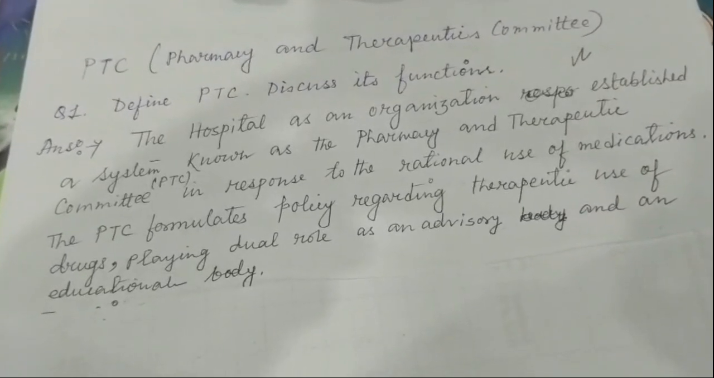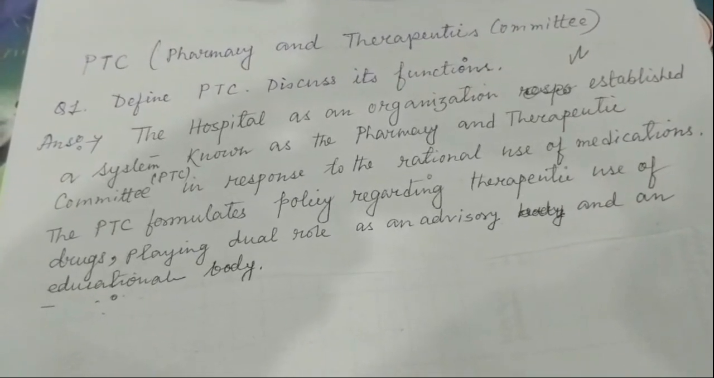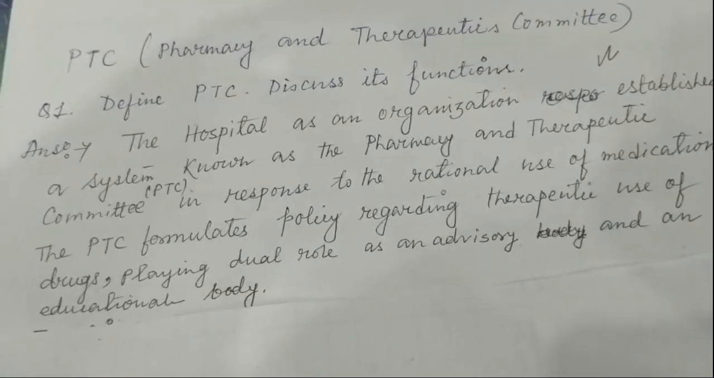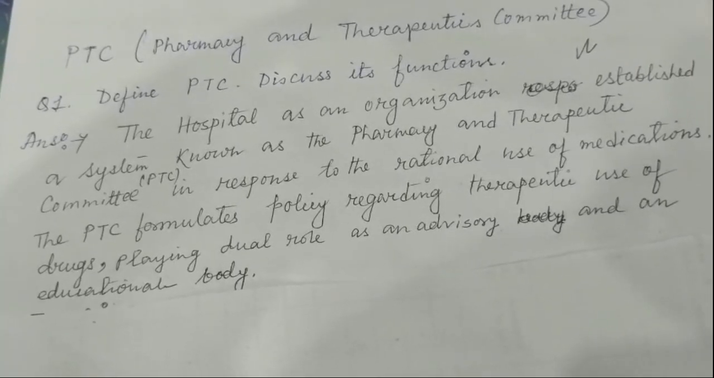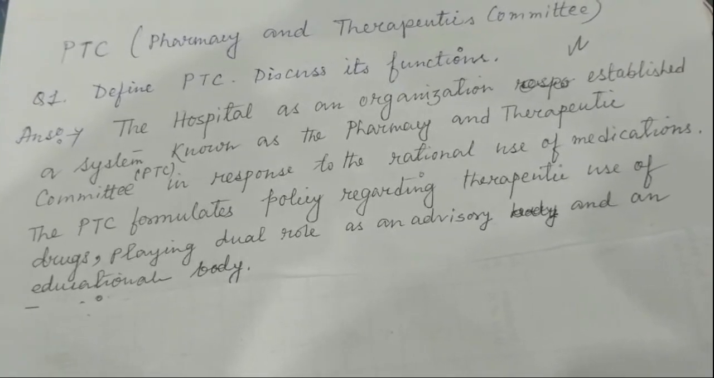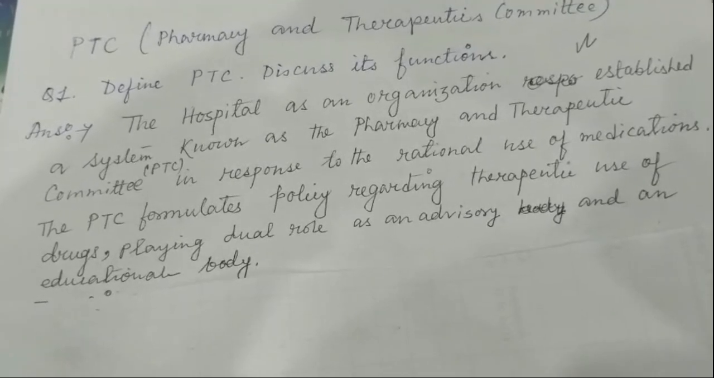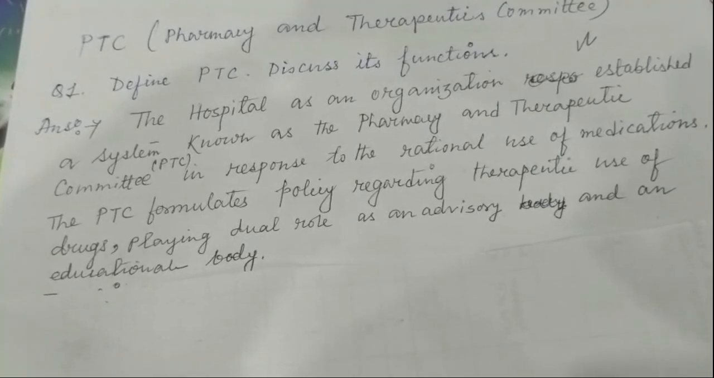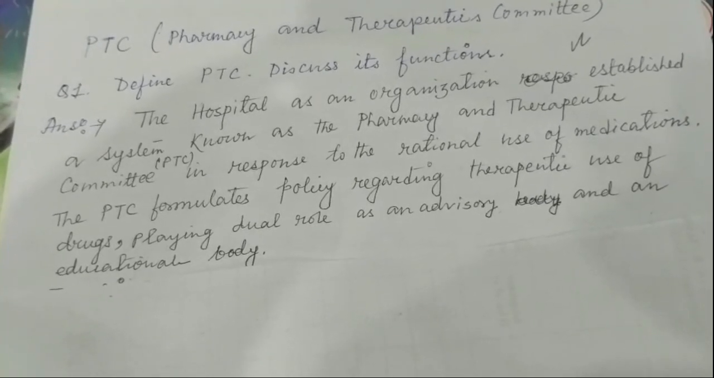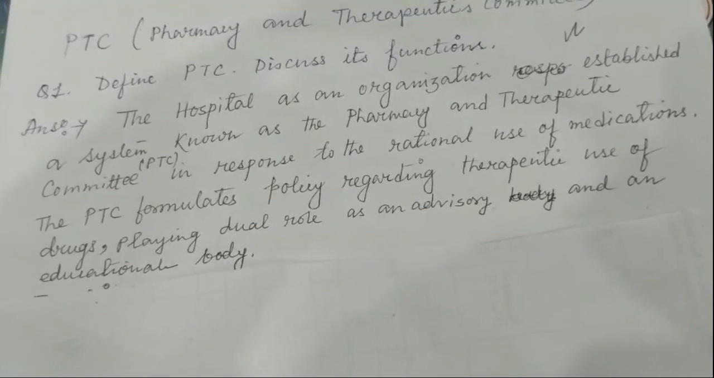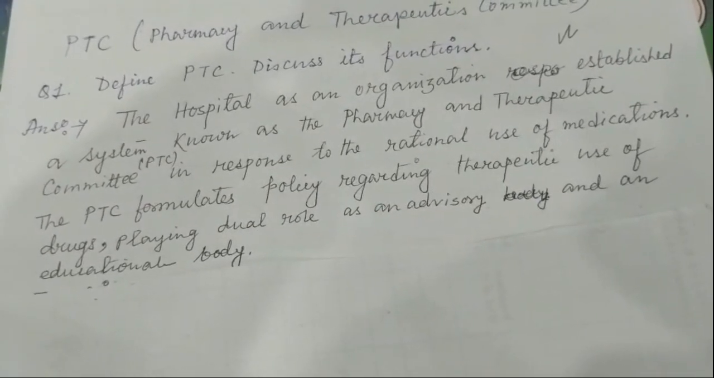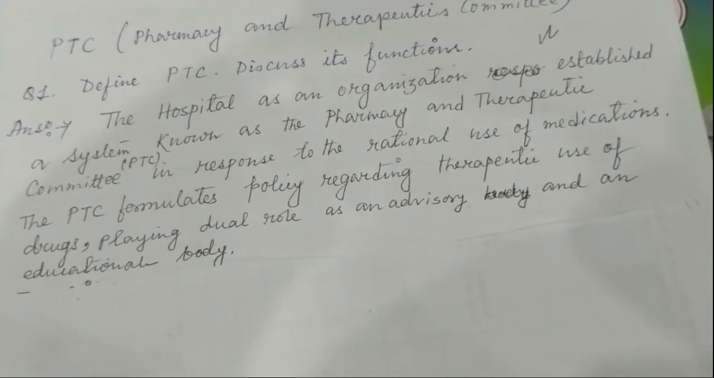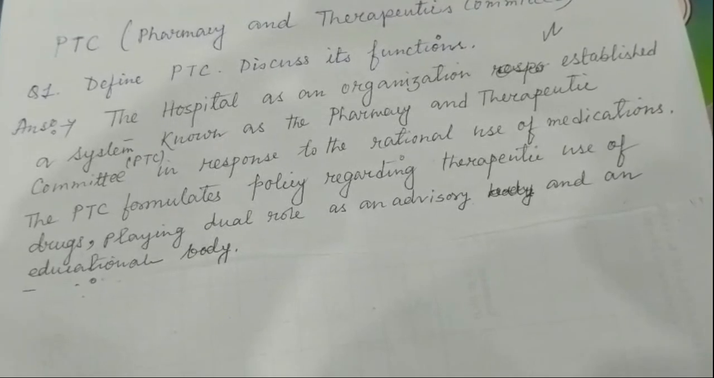So now we will come to the chapter PTC, that is Pharmacy and Therapeutic Committee. So first question you note down, that is define PTC, discuss the function. As a definition, the hospital as an organization establishes a system known as the Pharmacy and Therapeutic Committee, which is called PTC, in response to the rational use of medication. The PTC formulates the policy regarding therapeutic use of drugs, playing a dual role as an advisory and an educational body.